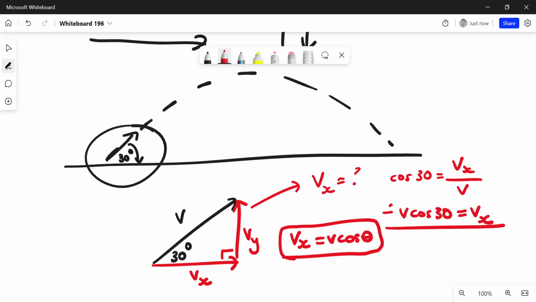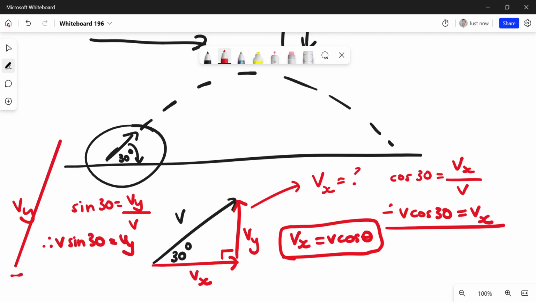Likewise, if I'm trying to find Vy, Vy is opposite to 30, so sine 30 is equal to Vy divided by V, and very similarly, V times sine 30 is equal to Vy.